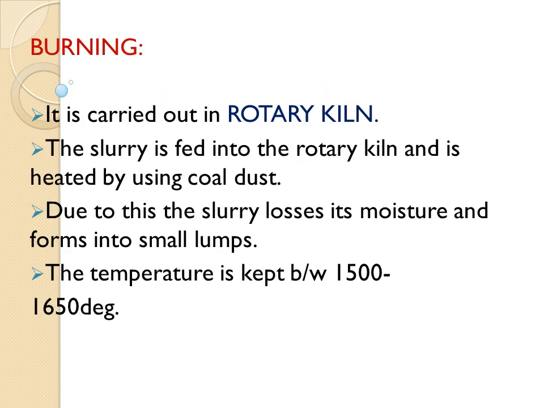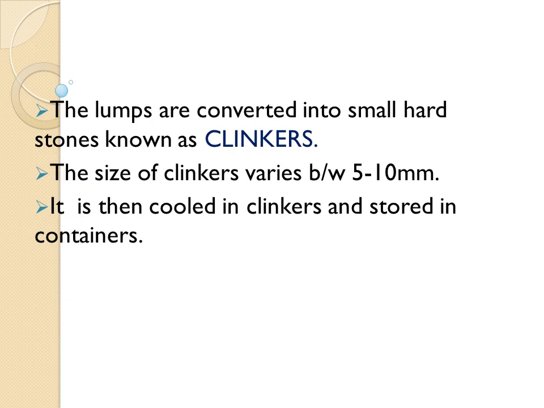Then let's talk about burning. It is carried out in a rotary kiln. The slurry is fed into the rotary kiln and heated by using coal dust. Due to this, the slurry loses its moisture and forms into small lumps. The temperature is kept between 1500 to 1650.